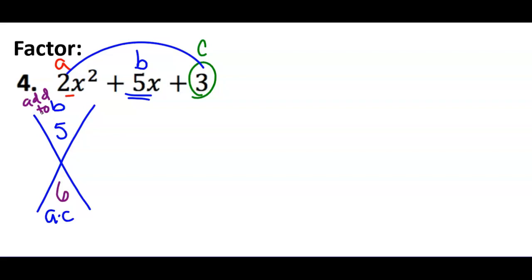Well, one way you can do that is you can list out the factors of 6. So what numbers multiply to make 6? 1 times 6, 2 times 3. Good. 2 and 3 add to 5, don't they? These are both positive, so if we use our chart, that's that first diamond. So this is going to be a 2, and this is going to be a 3.